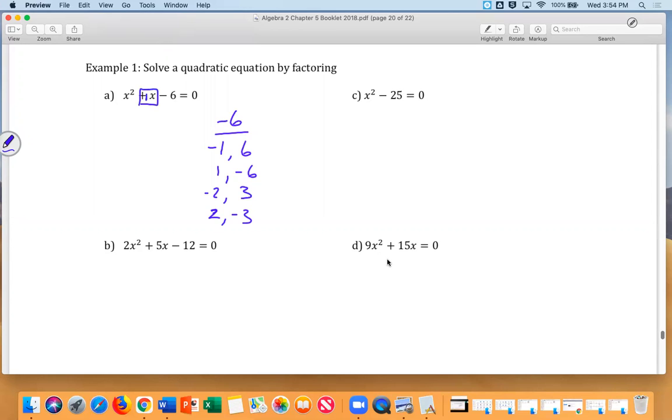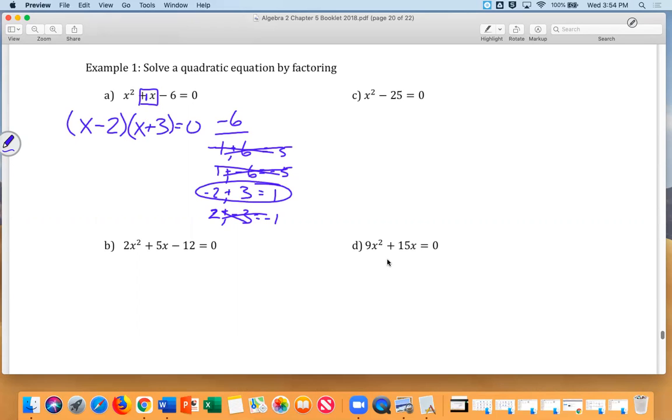Notice the coefficient is 1. So if I add these two, I can see this is negative 1. Yeah, I know that's my answer, but I want to show you this is negative 5 and this is 5. That's not it. That's not it. Bingo. So this x squared plus x minus 6 equals 0 factors to x minus 2 times x plus 3 equals 0. And then I'm going to solve each of these pieces.